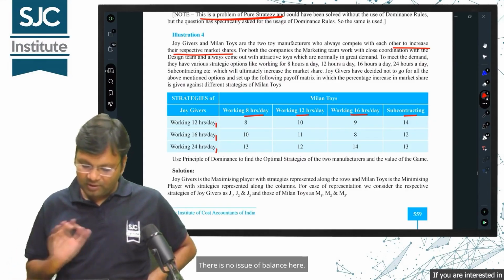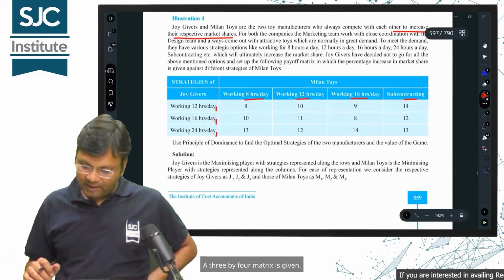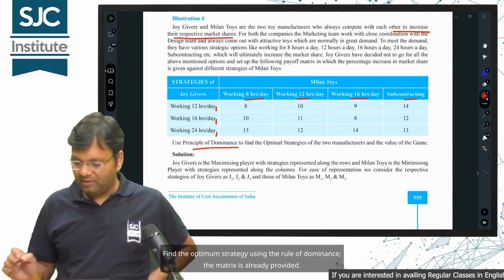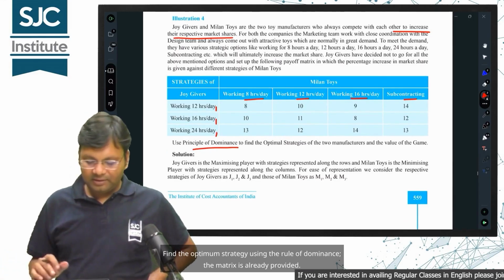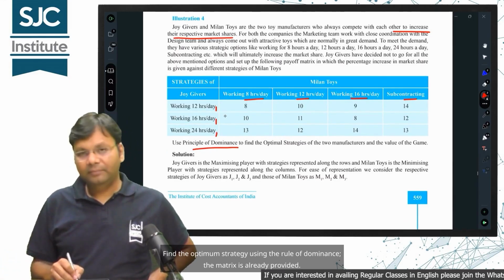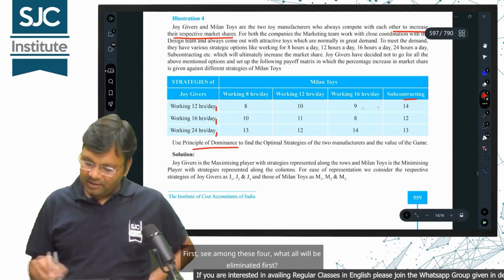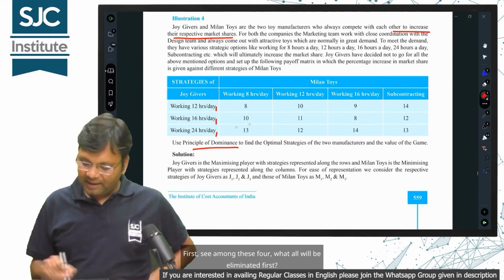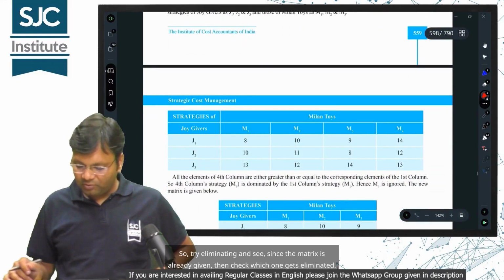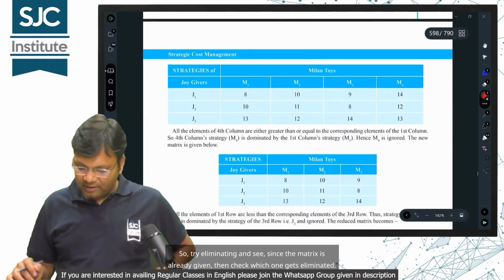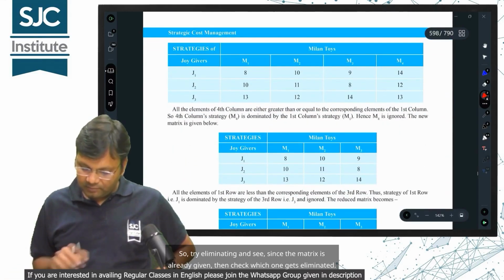A 3 by 4 matrix has been given. There is no issue of balance here. A 3 by 4 matrix is given. Find the optimum strategy using the rule of dominance. The matrix is already provided. Just apply the rule of dominance. First, see among these four, what all will be eliminated first. So, try eliminating and see, since the matrix is already given, then check which one gets eliminated.